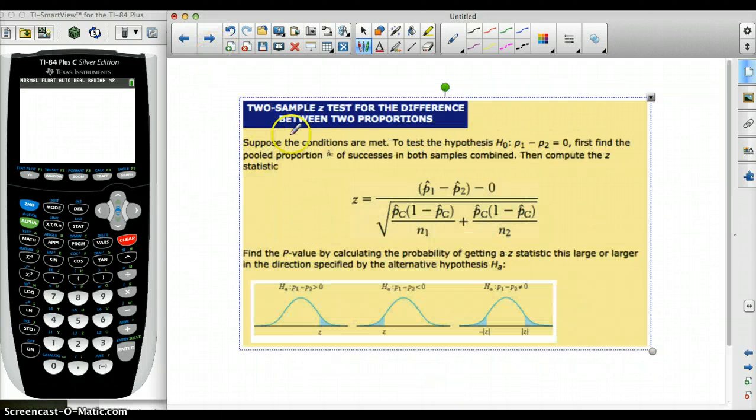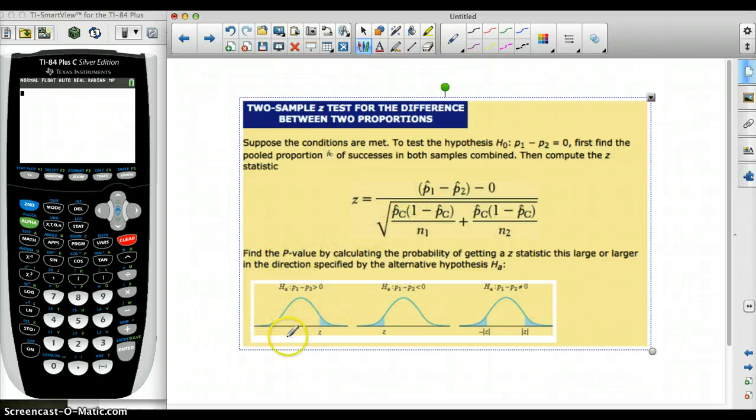Okay. All right, so the two sample z-test for the difference between two proportions. Supposing conditions are met, like we've talked about before, to test the hypothesis, you first have to find the pooled proportion, which is your p hat sub c of successes in both samples combined. Then compute the z statistic. Remember, you have your statistic minus your parameter over your standard deviation of your statistic, where now we're going to use p hat sub c.